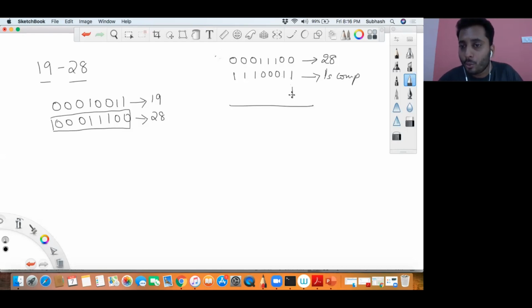Adding 1 to this, 1 and 1 will give you 0 with 1 carry. Again, 1 plus 1 will give me 0 with 1 carry. Again 1 plus 1 gives 0 with 1 carry. So 1 plus 0 is 1, this is 0, remaining 1 1 1. So this is my 2's complement of 28.